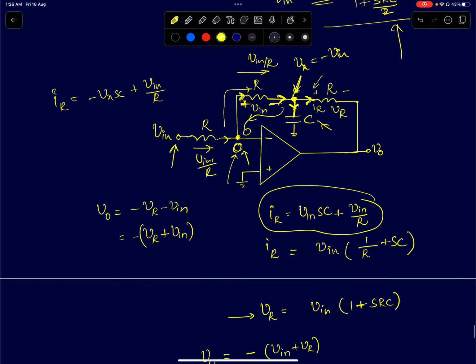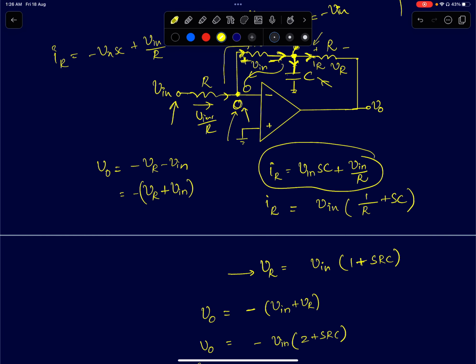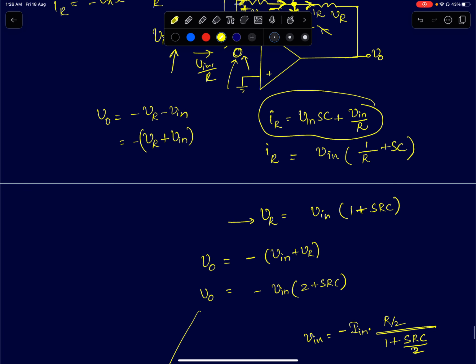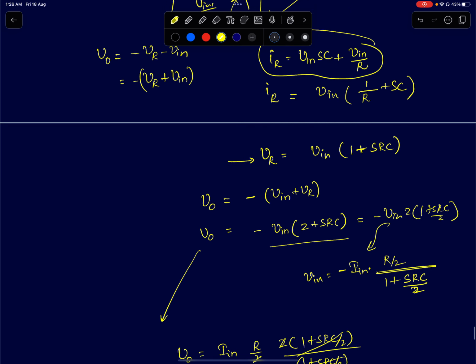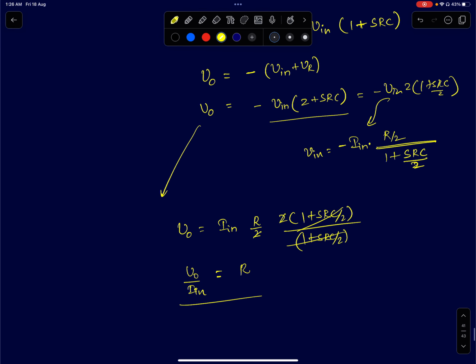So solve that and you can just find out the output voltage to be Vn into 2 plus SRC, or I can write it as minus Vn into 1 plus SRC by 2. Okay, and then plug in Vn as In here. Finally, you end up getting a result of V naught by In as R. Okay, you can just freeze the screen and take it.